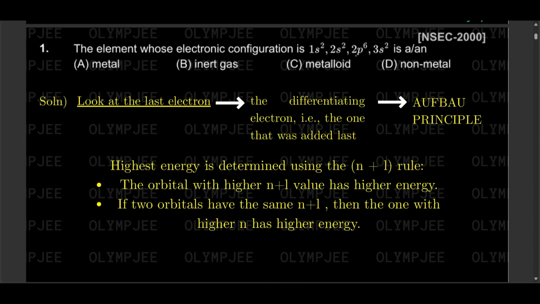But if this electronic configuration had been large, then you can use the Aufbau principle to look at the last electron, which is the differentiating electron being filled in the orbital. So that we can see using the Aufbau principle.